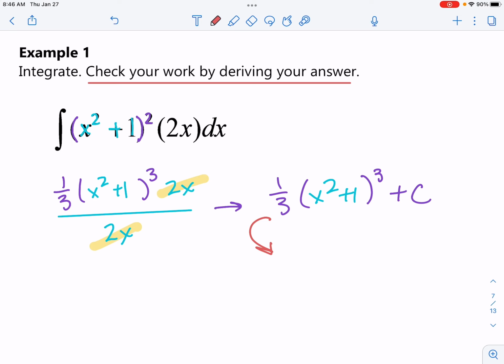So the derivative of the outside, when I bring that 3 down, the 3 and the 1/3 will cancel. I'm going to hold the inside. Don't forget to drop your power when you're deriving, times the derivative of the inside. And the derivative of a constant is 0. Well, that is indeed what we started with, and so we've got it.